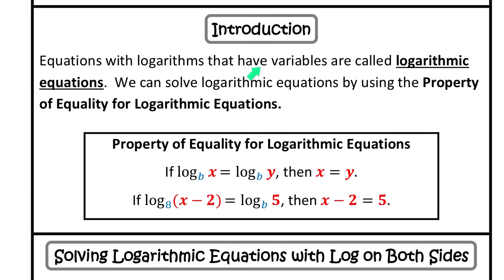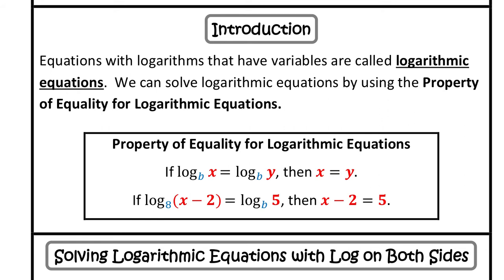Equations with logarithms that have variables are called logarithmic equations. We can solve logarithmic equations by using the property of equality for logarithmic equations. The property is listed here in this box. It basically says if I have two logs equal to each other and they have the same base, then you can say that the contents of those logs are also equal to each other. So if I have log of something equals log of something else, then those two are equal to each other. In this case, x and y are equal.